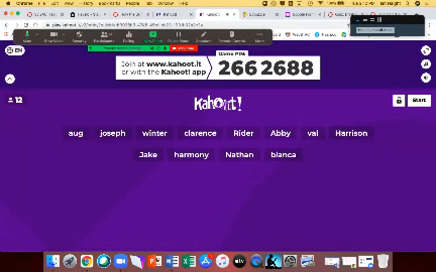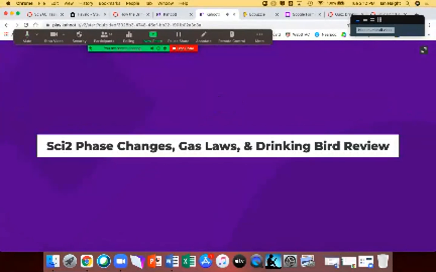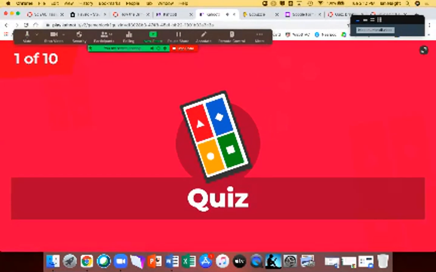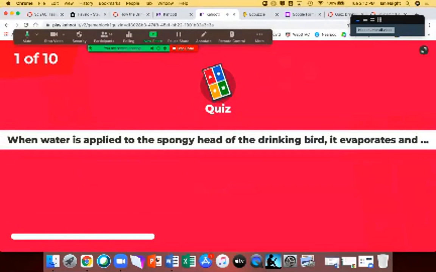Start. Remember, the game code is still visible on the screen, so you can still join. Okay, 10 questions. When water is applied to the spongy head of the drinking bird, it evaporates and does what?